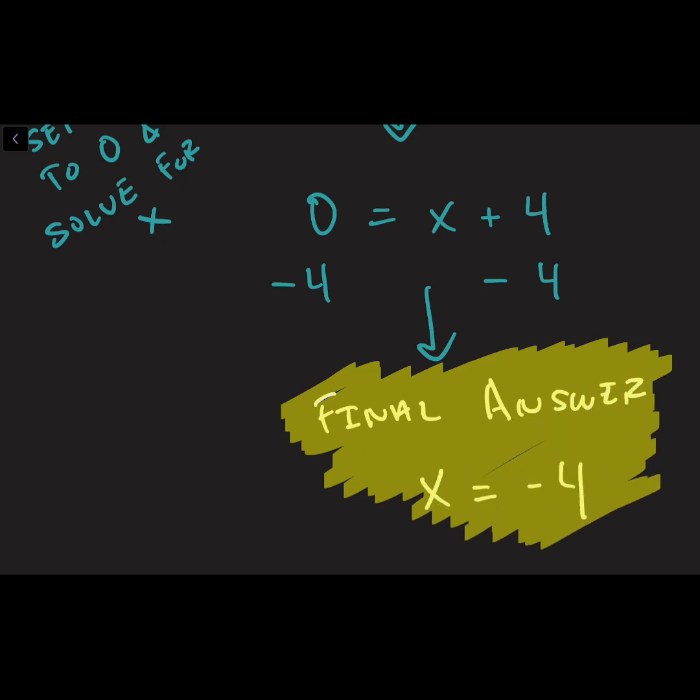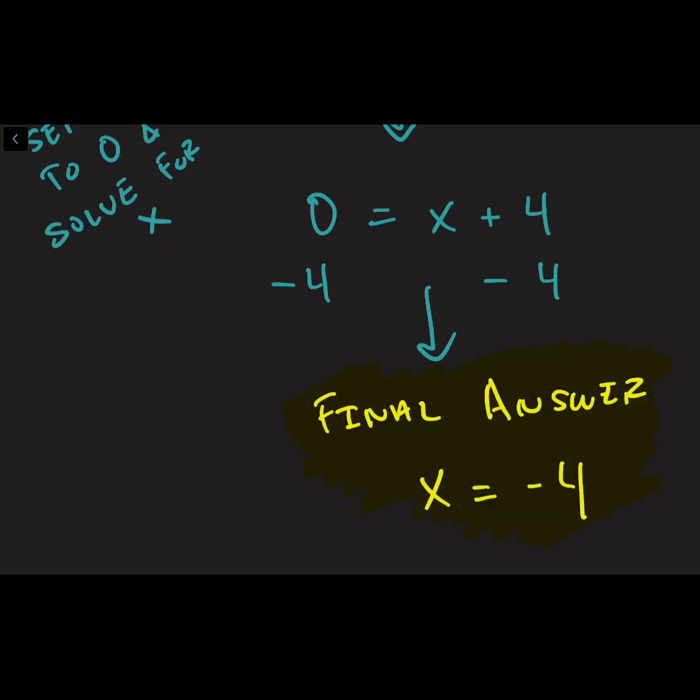This is kind of a little difficult. You got to do a lot of steps in order to get this solution. So, hey, x equals negative 4 for our radical equation of the day.